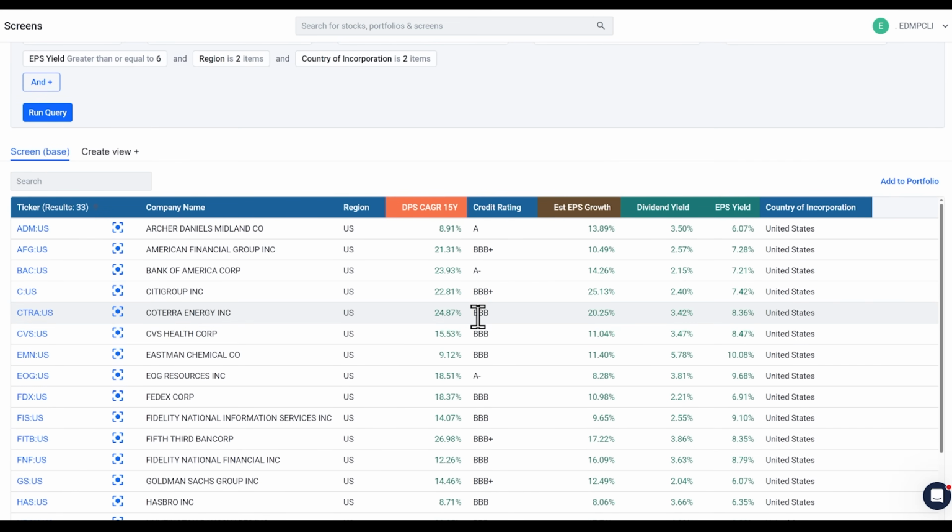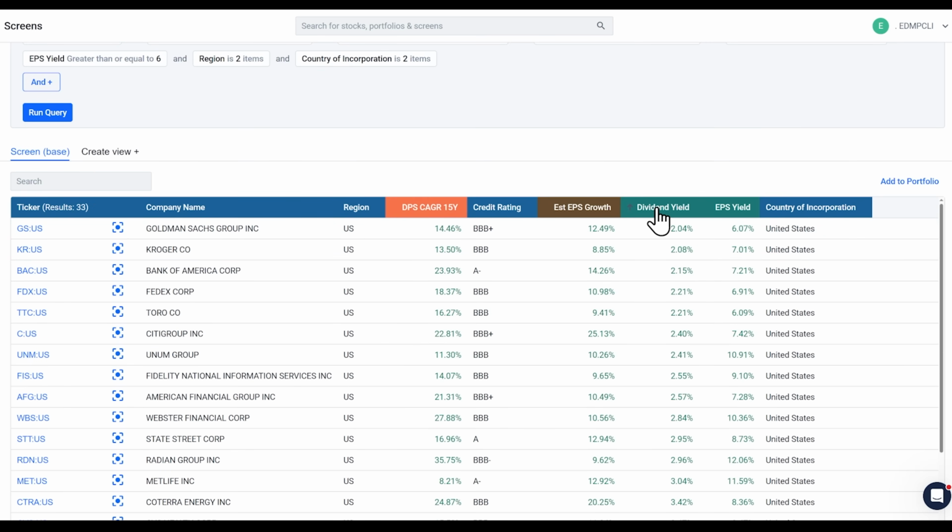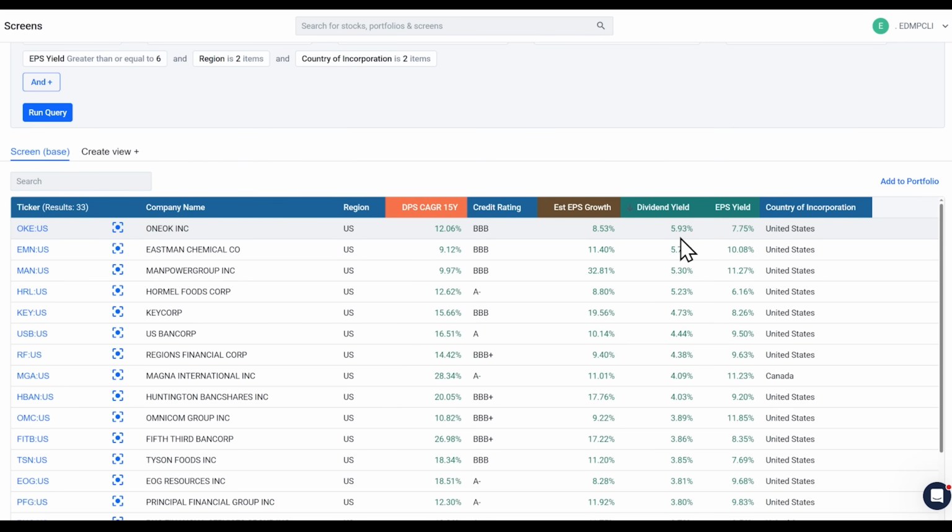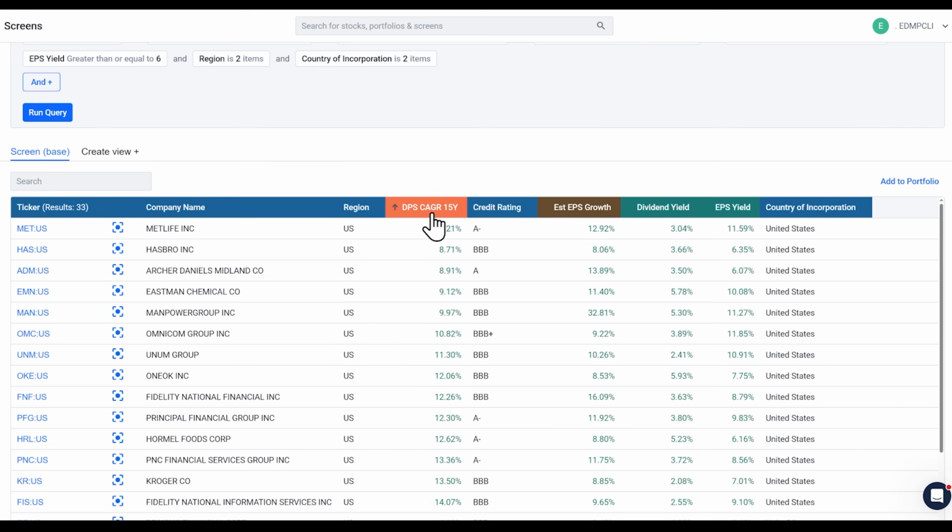Okay, and I want you to notice that I've eliminated quite a few stocks. And I've got dividend yields now ranging from 2% up to 5.93 or 6%. Again, I've got extremely high quality companies. I've got companies that have a history for the last 15 years of growing their dividend by 8% or more.